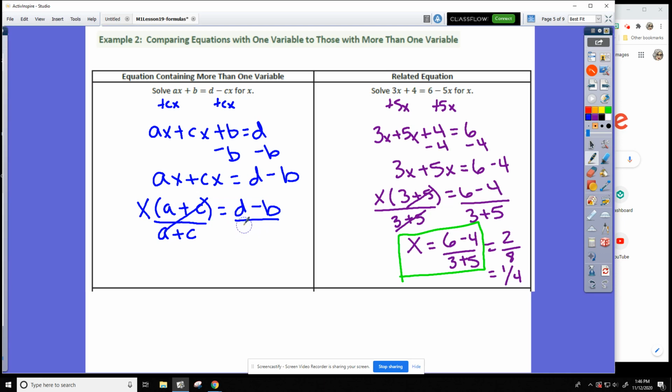Now this is multiplication, so I'm going to divide by A plus C, because anything divided by itself is 1. 3 million divided by 3 million is 1. And so now I'm going to rewrite my answer as D minus B over A plus C. Now, if I have values for these, I could just plug it into here instead of plugging into the original and solving. So my answer is this. Okay. So when it's all variables, they call it a formula.